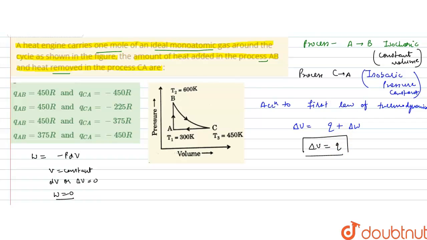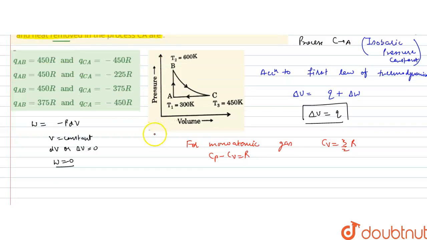Now we are given a monoatomic gas. So for a monoatomic gas, Cv is equal to 3 by 2R and Cp minus Cv is equal to R. Here Cp is the specific heat capacity at constant pressure and Cv is the specific heat capacity at constant volume. So if we know Cv is 3 by 2R, Cp will be R plus 3 by 2R, that is 5 by 2R.